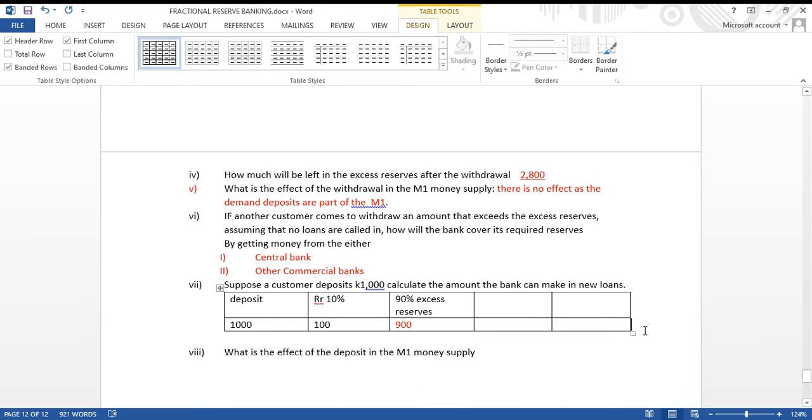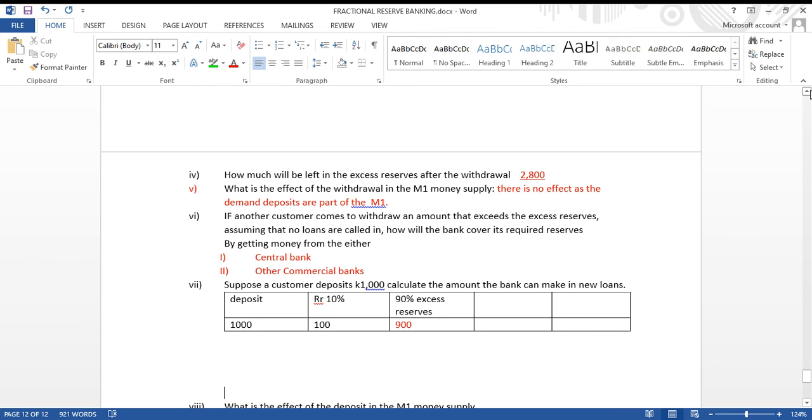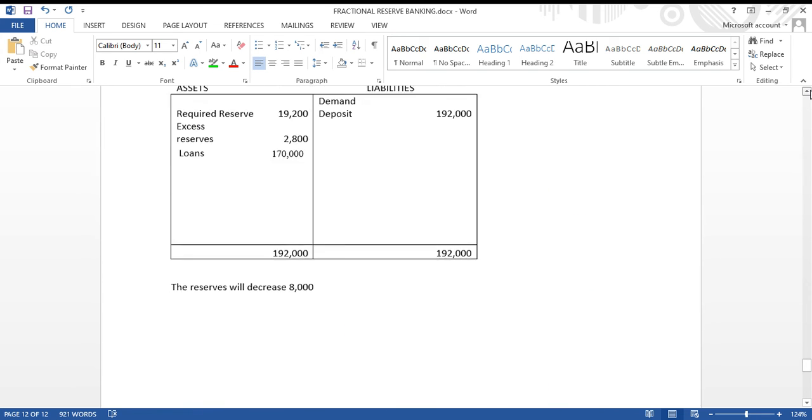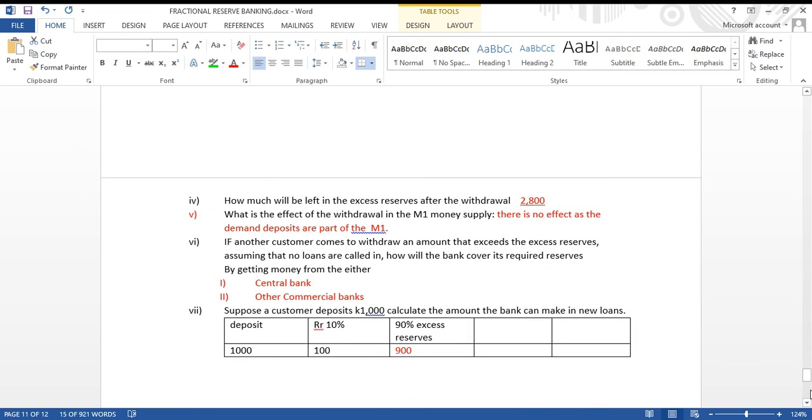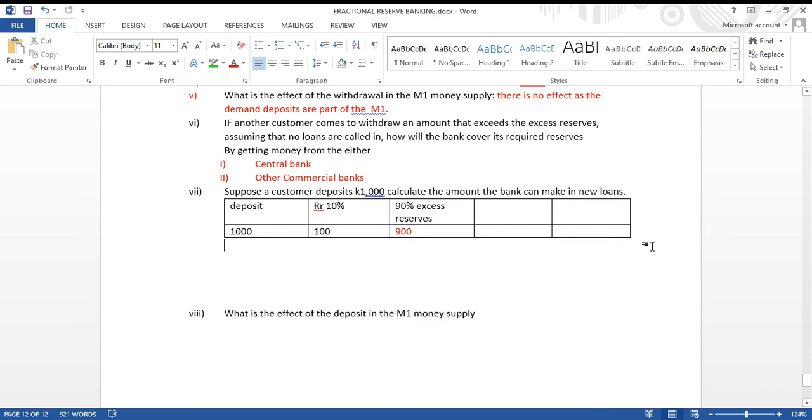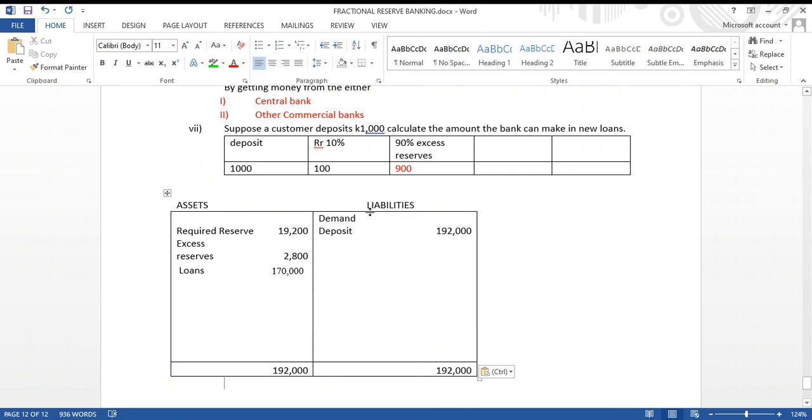So we go to our T accounts. This side is going to increase by 1,000. Our required reserves will increase by 100, and our excess reserves will increase by 900. So this 1,000 has been split up into 100 and 900.